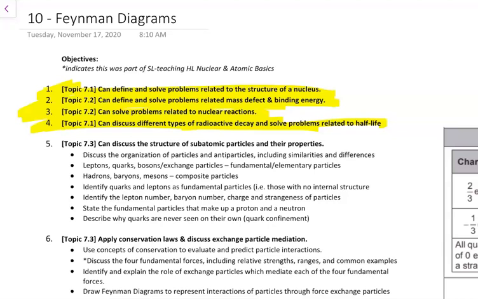Hi class, this lecture is going to be on Feynman diagrams. We have already covered 7.1 and 7.2, so this is the final piece of 7.3.